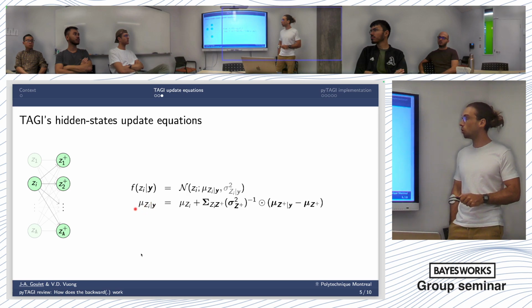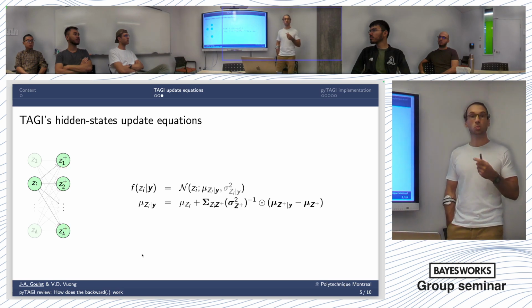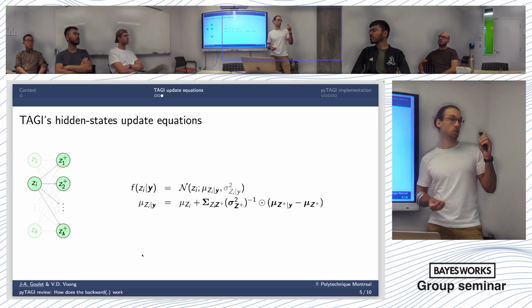So now we have only one quantity that we're going to output, the posterior mean of Zi. So we have the prior mean for Zi. We have the covariance between Zi and that subsequent hidden layer. So now that term is a vector. This is the vector representing the variance of what we have here. We can represent it as a vector because we assume in TAGI that everything is diagonal covariance matrices.